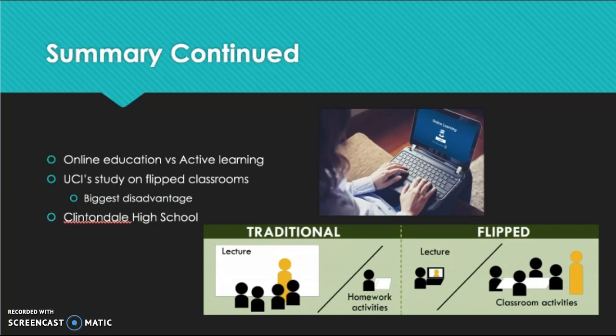Clintondale High School put this new idea of flipped classroom to the test in a real school setting after seeing the decline of grades in most of their core classes. Here, teachers got to see how much students actually struggled with some lessons, and their problems were fixed much faster because there was time in class to work with them one-on-one.